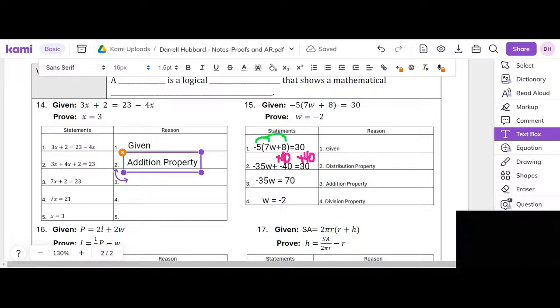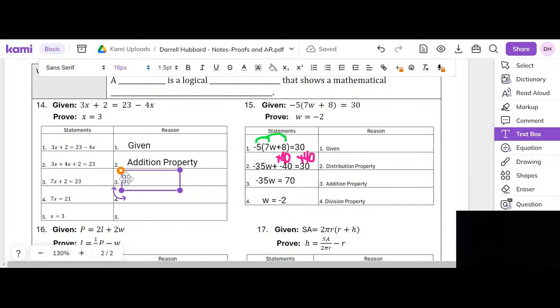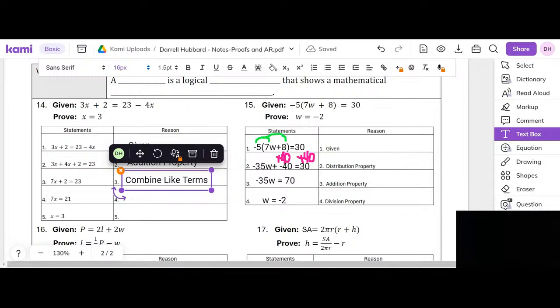And then from there, we notice that we no longer have the 3x and the 4x. Now we have 7x. And so anytime you see this, you've heard this many, many times. This wasn't one of the properties that we talked about above, but we call that combining like terms. All right, so I'm just going to write combine like terms. You've seen this many times, especially if you've done algebra. Anytime that we simplify something on the same side, we combine like terms.